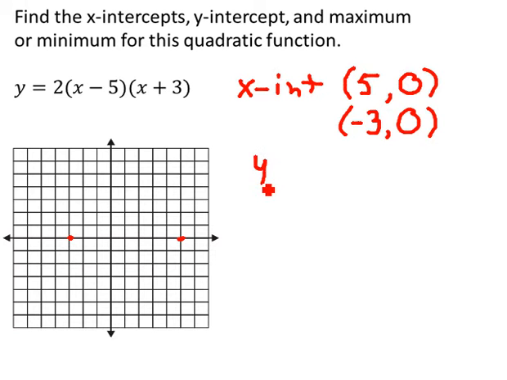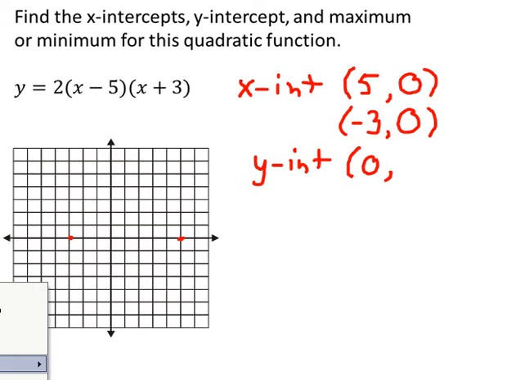Okay, well, what about y-intercepts? Y-intercepts are points that are on the y-axis, and points on the y-axis always have an x value of 0. Whoops. I'm going to have to do a little erasing here to get rid of this 0, because that is not the answer. The x value is 0.